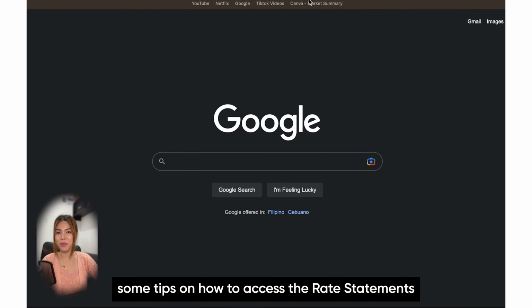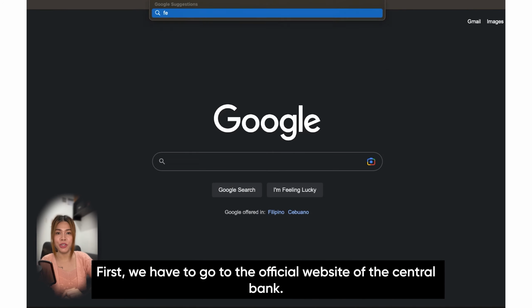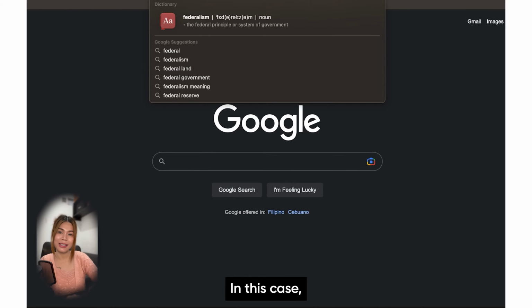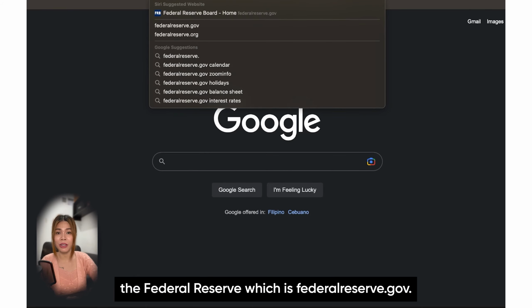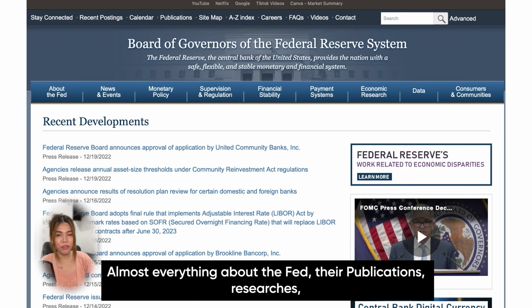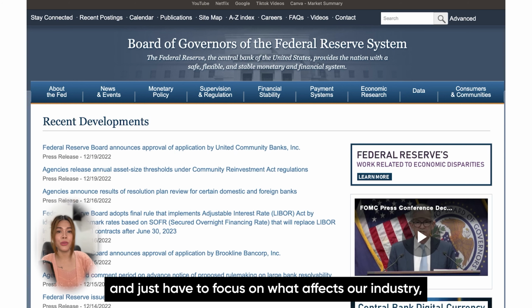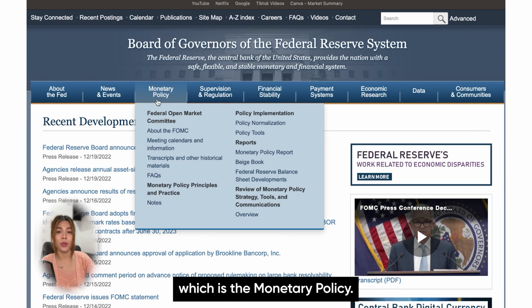I have here some tips on how to access the rate statements from the central bank website. First, we have to go to the official website of the central bank. In this case, let's go to the Federal Reserve, which is federalreserve.gov. Almost everything about the Fed, their publications, researches, speeches, and activities are here. However, don't be overwhelmed and just focus on what affects our industry, which is the monetary policy. So here we can see the monetary policy.